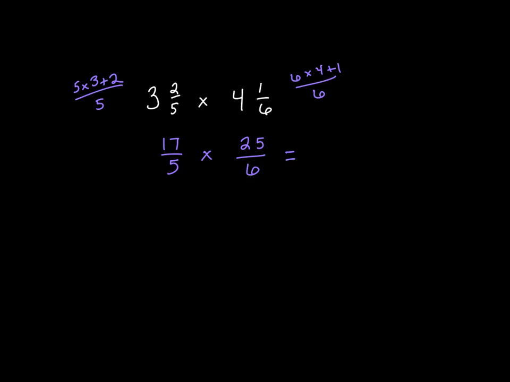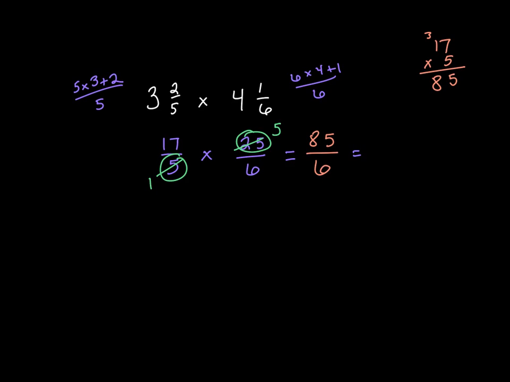And then before we actually multiply, we want to look for anything that can be canceled. Here we have 5 and 25 can both be divided by 5. So 1 and 5. And that's all we can cancel, so we're ready to multiply. 5 times 17 is actually 85 over 6.